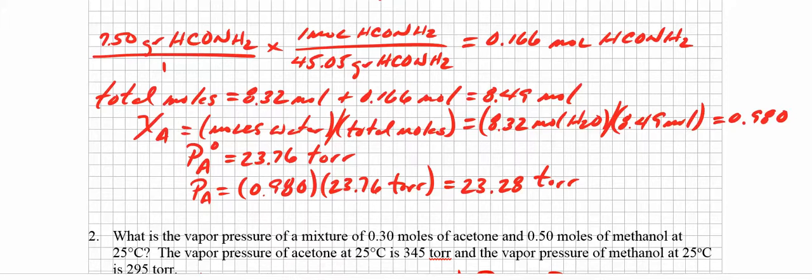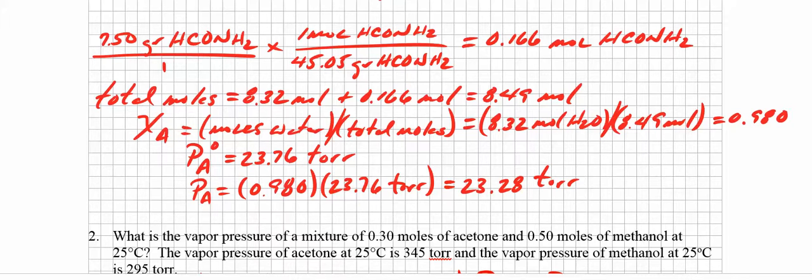Now let's determine the mole fraction of water. Remember, this is the mole fraction of the water, not the formamide, because water is the solvent, right? So moles of water divided by total moles: 8.32 moles of water divided by 8.49 moles total is equal to 0.980. So that's chi sub A. So 98% of the solution is water, right?